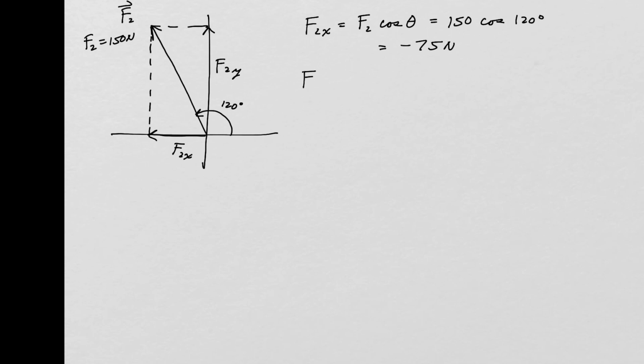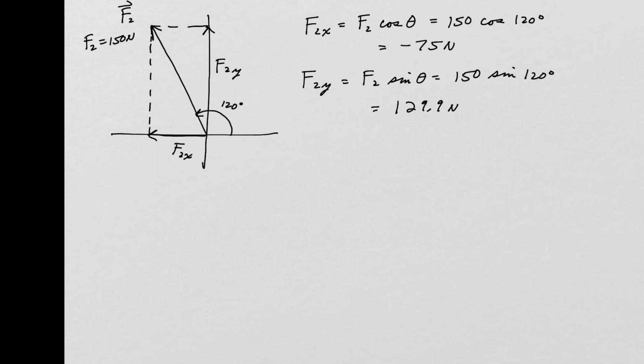And then F2y is F2 times sine of the angle. So there'll be 150 times sine of 120. And if I plug that in, I'm going to get 129.9 newtons. Positive, right? 129.9 newtons. So again, if you understand that, that's fine. You could do it that way.